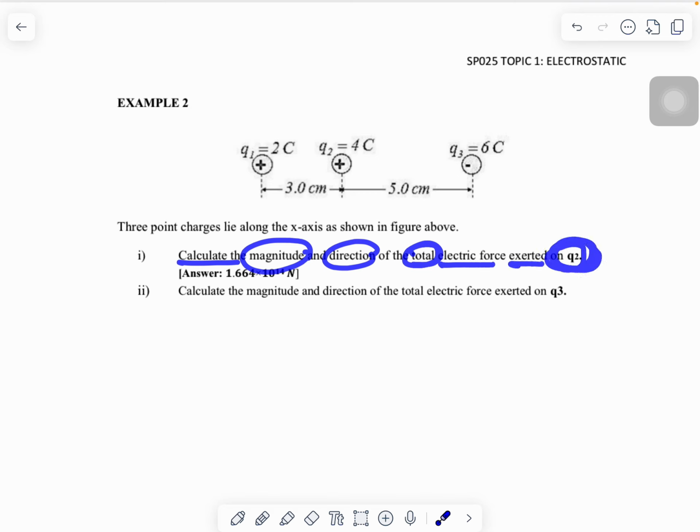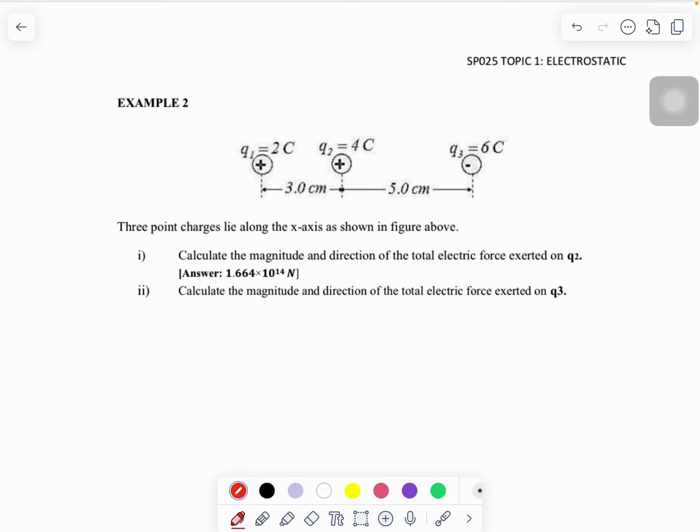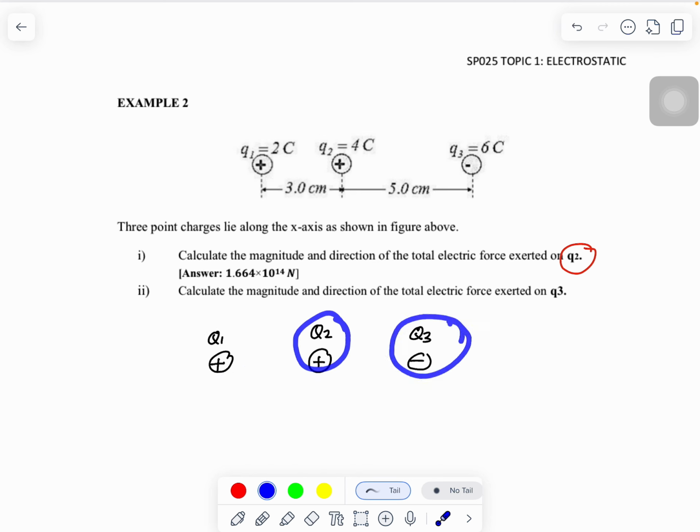So dia minta spesifik dekat Q2 sahaja. Okay, Q2 only. So first of all, we draw the electric field diagram on Q2. Okay, kita fokus pada Q2 sahaja. Okay, let's draw again. So we have Q1, and then we have Q2 and Q3. So since kita mau fokus kepada Q2, maksudnya kita akan tengok the pairing between Q2 dan Q1 dan juga Q2 dan Q3. So between these two and between these two.